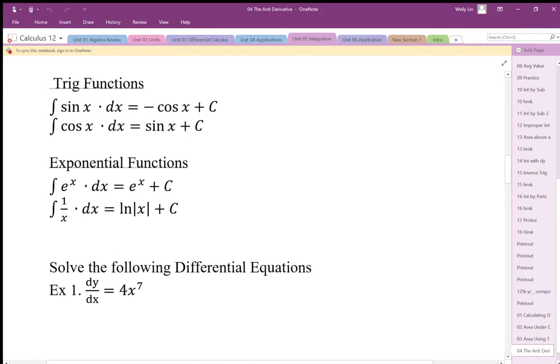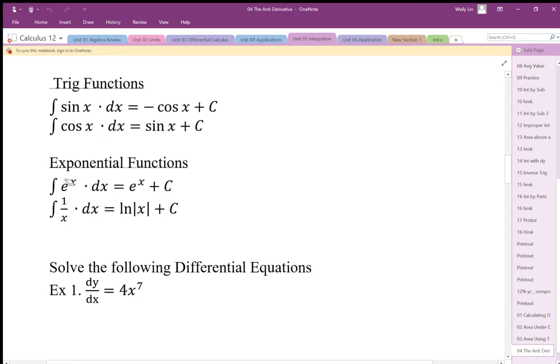If we want to use an antiderivative, we need to make sure we know our derivative functions. So the derivative of cos is negative sine, so the integral of sine is going to be negative cos. Derivative of sine is cos, so the integral of cos is going to be sine.